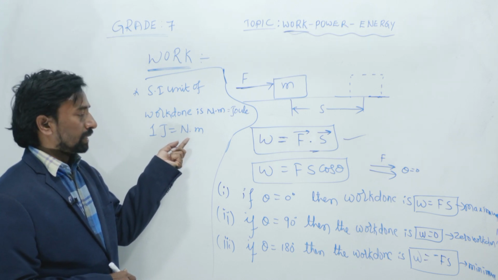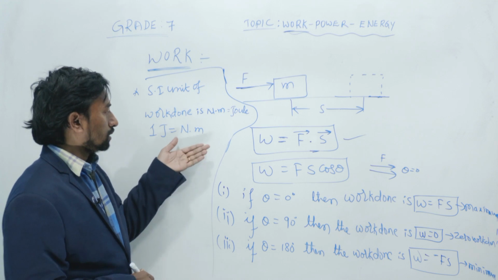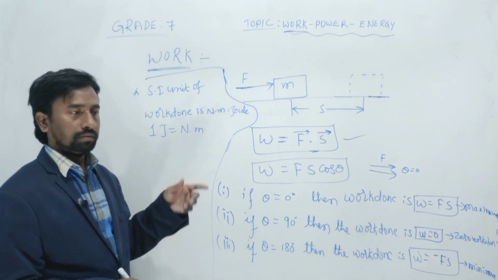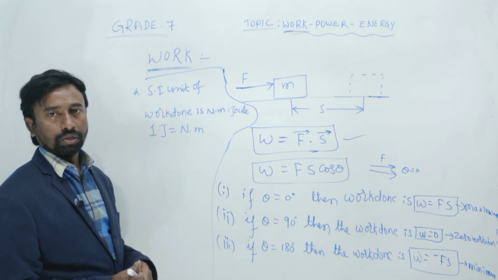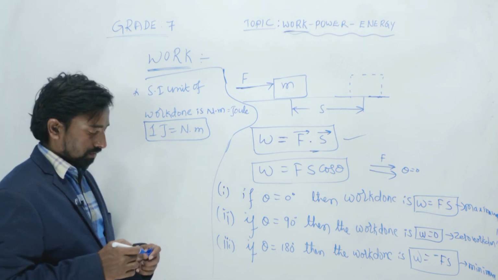By application of 1 Newton of force on a body, if the displacement is 1 meter, then we can say the work done is 1 joule. That is the definition of the joule.